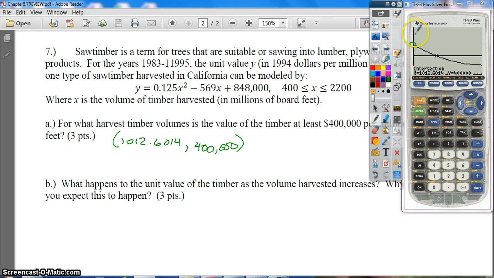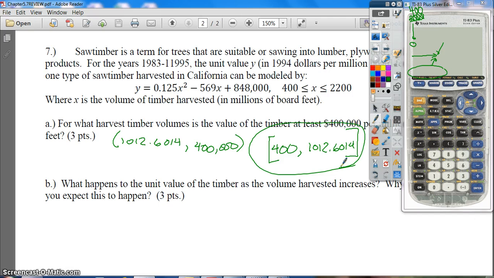So from here, this is X is 220. This is where X is, actually I should put it there. It's 1,012.6. So for what harvest timber values with the value here? From 400, sorry, not 220, why did I say 220? This is 400. Okay, so X is 400, and this goes all the way up to here, which is 1012.6014, and that point is included because at least 400,000 is also included. So this is the interval where you made at least $400,000 and up.